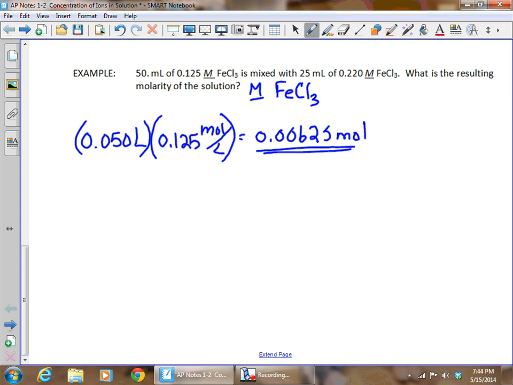And now let's get moles from our second solution. In the second solution, we have 0.025 liters. And we're going to multiply that by our molarity again for our second solution, 0.220 moles per liter for FeCl3. And when we multiply that together, we are going to get 0.0055.